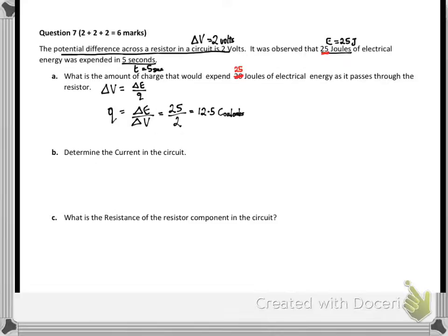There it is, 12.5 coulombs of charge. Now from that, part B, determine the current in the circuit. So current, well, current is charge divided by time.